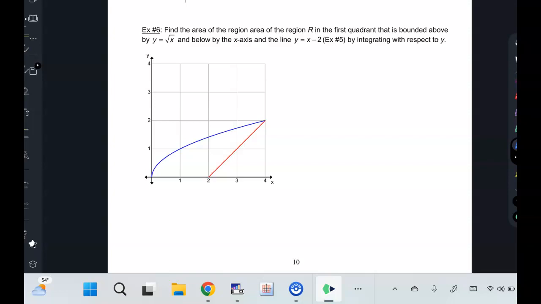Okay, so this one, my limits of integration are going to go from 0 to 2, because if we look where they intersected at 4, 2, we just want to use the 2. Now, I want to figure out what is on the right and what's on the left. On the right is that red line, x minus 2. But I need to have everything in terms of y, so I'm going to rewrite this as y plus 2.